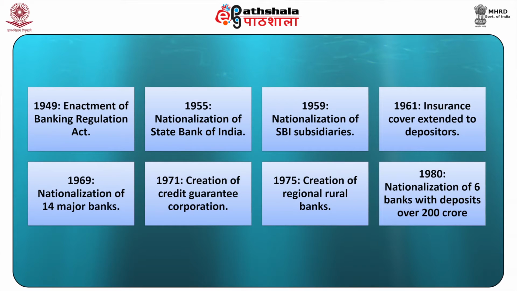1. 1949, Enactment of Banking Regulation Act. 2. 1955, Nationalization of State Bank of India. 3. 1959, Nationalization of SBI subsidiaries. 4. 1961, Insurance cover extended to depositors. 5. 1969, Nationalization of 14 major banks. 6. 1971, creation of Credit Guarantee Corporation. 7. 1975, creation of regional rural banks. 8. 1980, nationalization of 6 banks with deposits over rupees 200 crores.